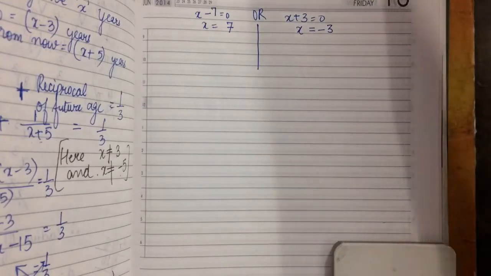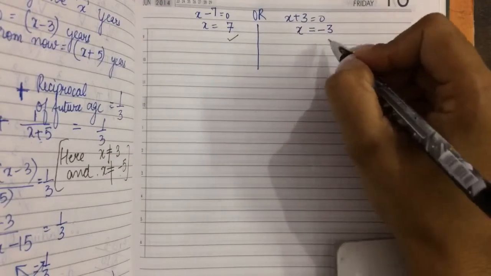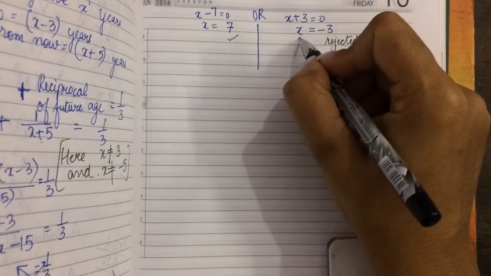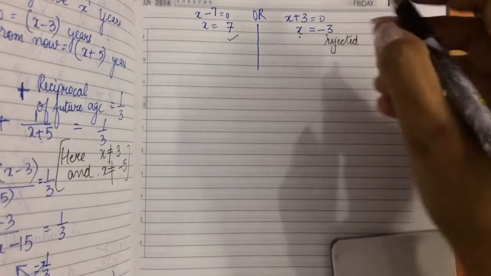Now which value do you think is right? This is correct. This is rejected because x represents age and the answer for the age cannot be negative.